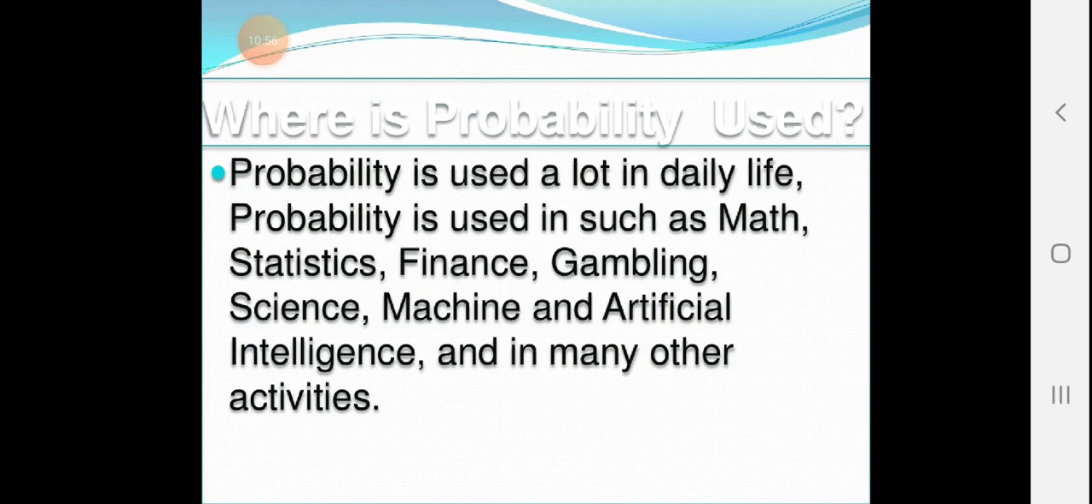Where is this probability used? Probability is used a lot in daily life. It is used in maths, statistics, finance, gambling. Gambling means whenever people are playing cards or go to a casino, even there the probability is there. Science, machines, artificial intelligence like robotics, and in many activities this probability or chance is used. Now I can ask what is the probability of finding a vaccine for COVID-19. That way you can assume the question and get the probability.